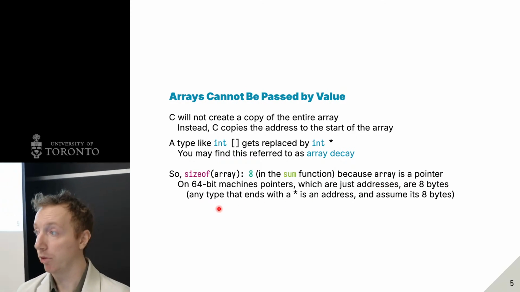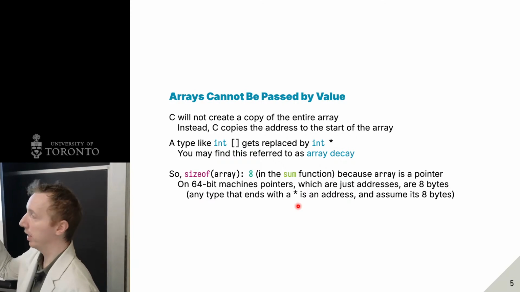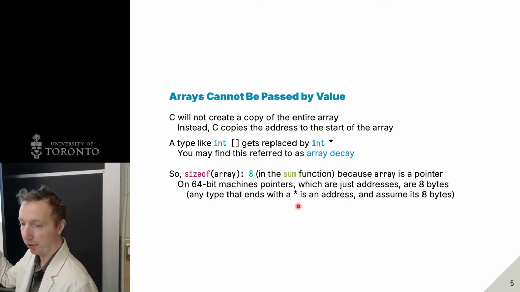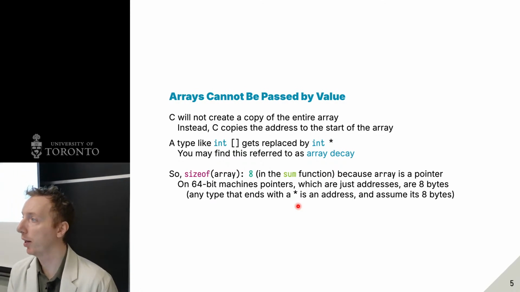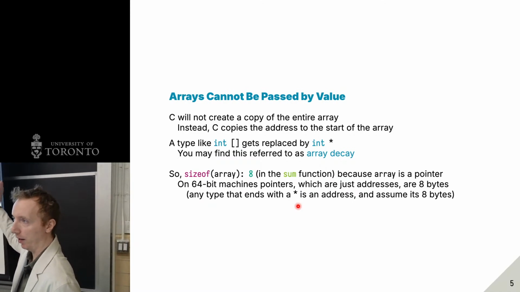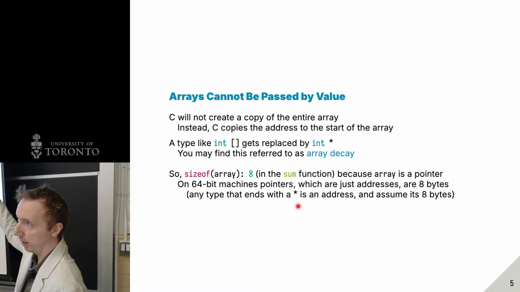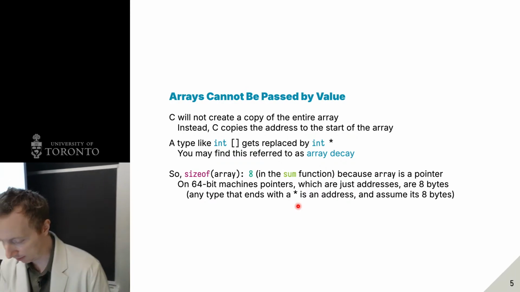Just remember also any type that ends with a star is an address or a pointer. So just assume it's 8 bytes. You don't really have to commit that to memory or anything. It will only serve to figure out why we got sizeof 8 there. We got sizeof 8 there because our pointers, or our addresses, need 8 bytes.